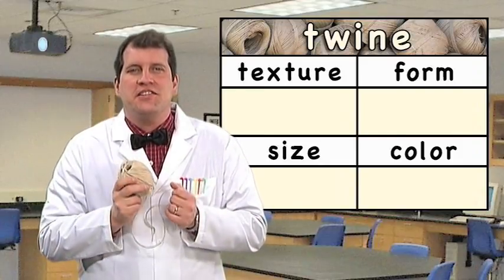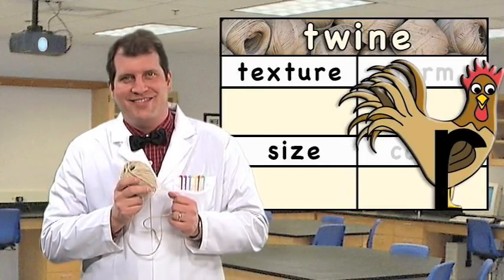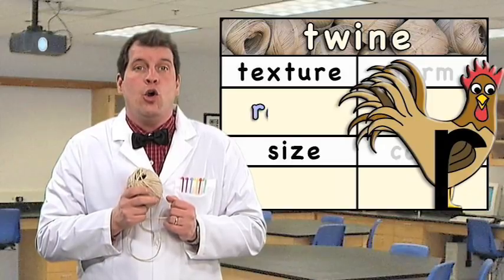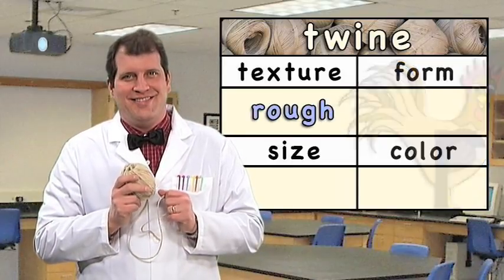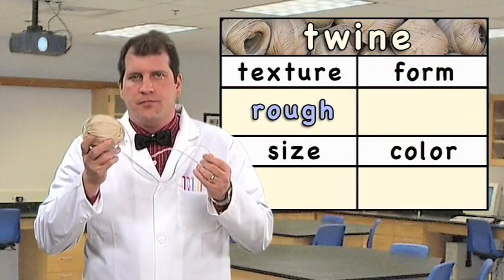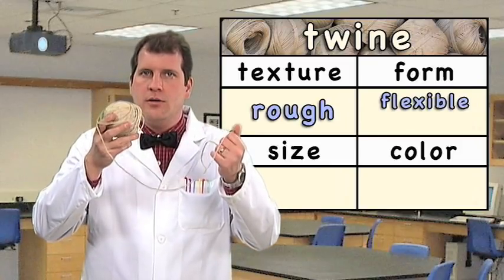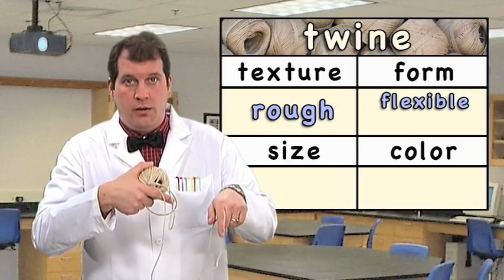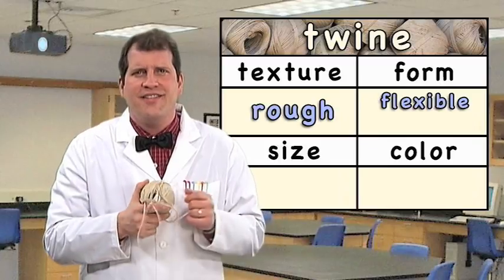It is a little rough, so I'll write that on our chart. Rough starts with the same sound as Rudy Rooster. It is spelled R-O-U-G-H. What about the form? Well, it is flexible. That is the opposite of the nail and the wood. Both of them are stiff.